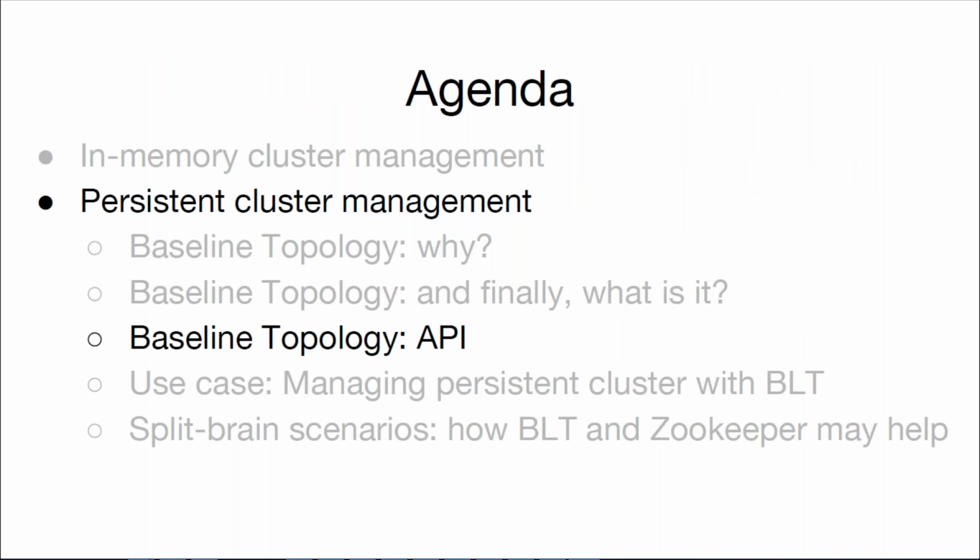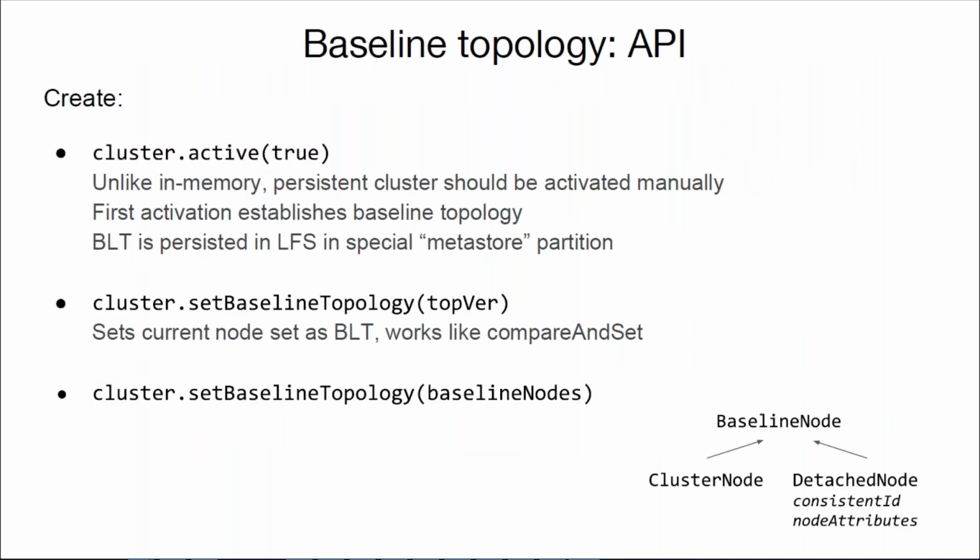Okay, let's talk about how you can and how you should change and affect the baseline topology with the API. First of all, unlike in-memory mode, a persistent cluster should be activated manually the first time. There are some reasons for that. One of the reasons is that rebalancing is really slow, and the cluster would take a long time to assemble if you assembled it from active nodes.